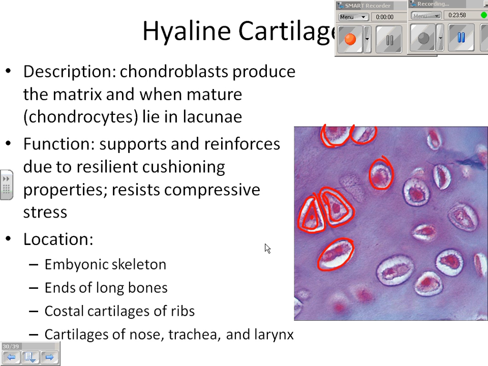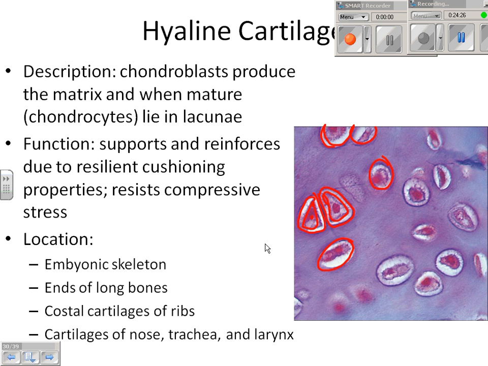Now when you're dealing with hyaline cartilage, you don't see any fibers. There's no visible fibers, and that's the way that you identify the type of cartilage that it is. Hyaline cartilage is the only type of cartilage where you won't have any visible fibers. So look at that picture real good. No visible fibers. That's easy enough. It's got to be hyaline cartilage. This type of cartilage supports and reinforces, offers cushioning, and it resists compression stress.